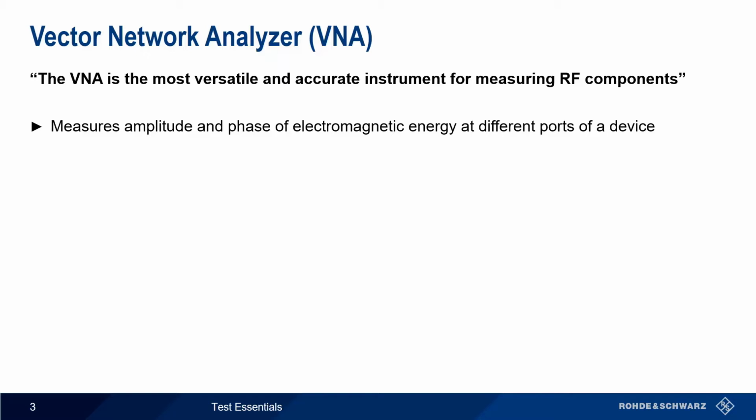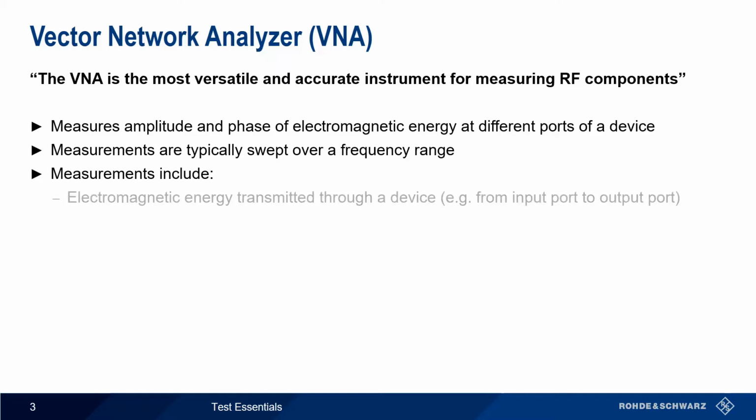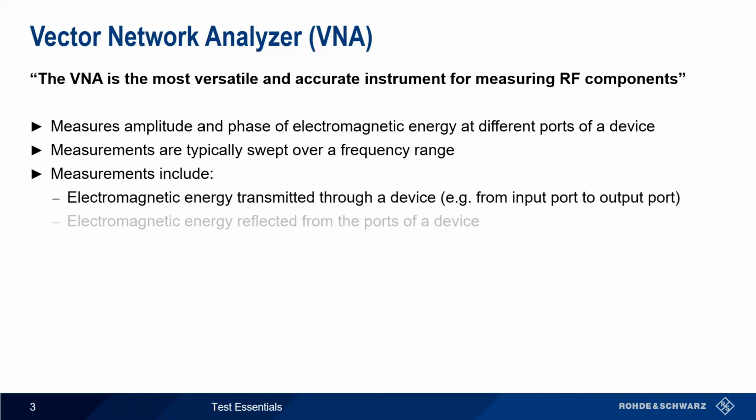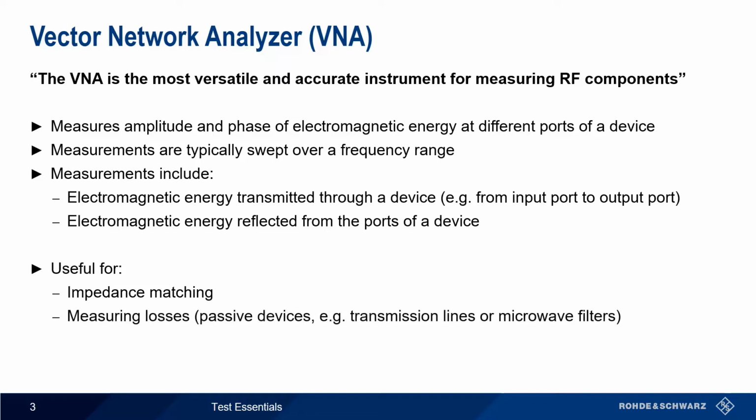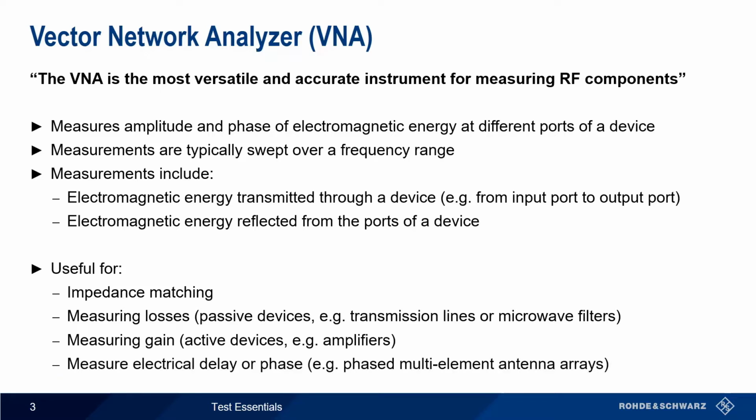But wait, there's more. The VNA can repeat these measurements over hundreds or thousands of frequency points for a wide variety of active or passive devices. Primary measurements include RF energy transmitted through a device and RF energy reflected from the ports of a device. These types of measurements are useful for impedance matching, loss measurements, which are particularly important for passive devices like transmission lines and microwave filters, gain measurements, which are important for active devices like amplifiers, and measurements of electrical delay or phase, which are very important for phased array antennas.